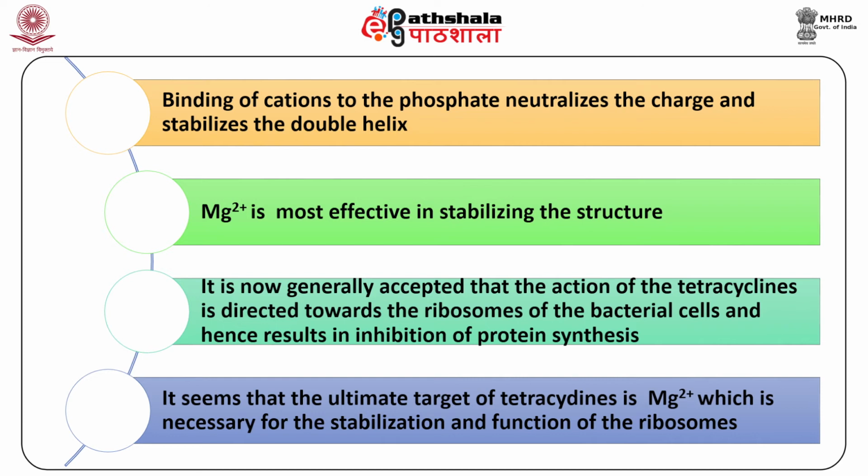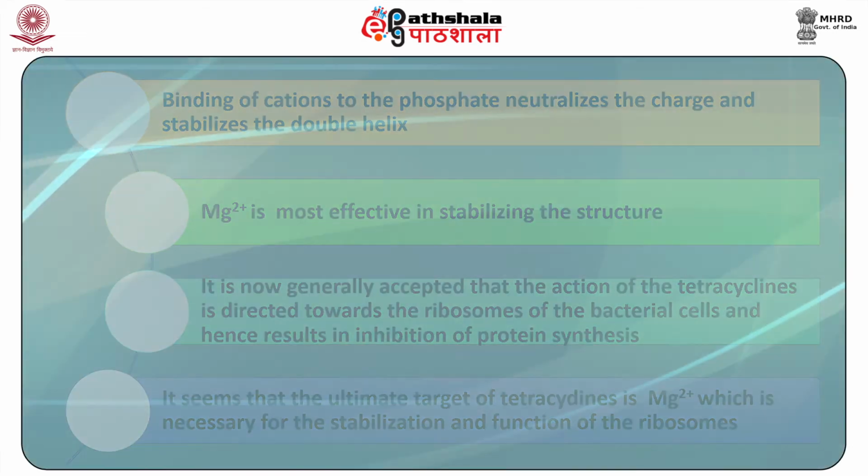It is now generally accepted that the action of tetracyclines is directed towards the ribosome of bacterial cells and hence results in inhibition of protein synthesis. It seems that the ultimate target of tetracyclines is magnesium ion, which is necessary for the stabilization and function of ribosomes.